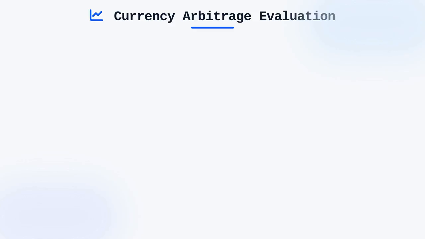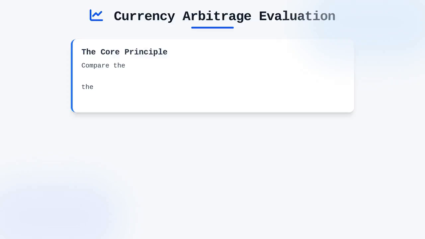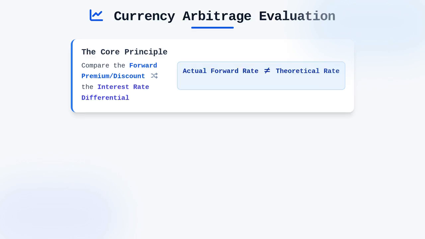To evaluate whether such an opportunity is present, we must compare the forward premium or discount with the interest rate differential between the two currencies. If you are operating in a market with a base currency and a quote currency, the theoretical forward rate is derived by adjusting the spot rate by the ratio of the two interest rates over the specific time period. If the actual quoted forward rate is different from this theoretical rate, there is a discrepancy that could be exploited.